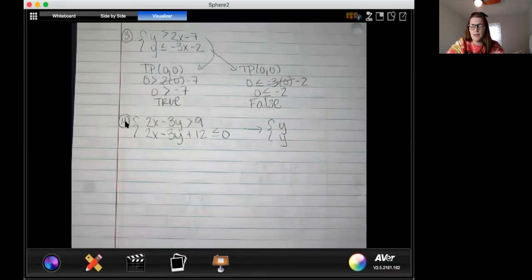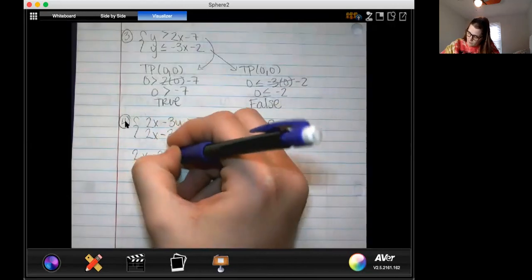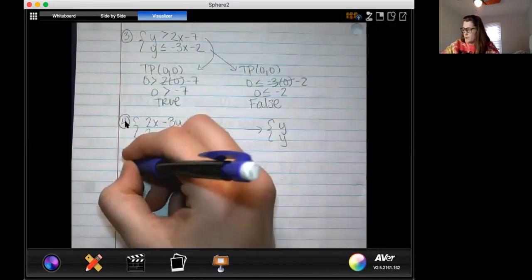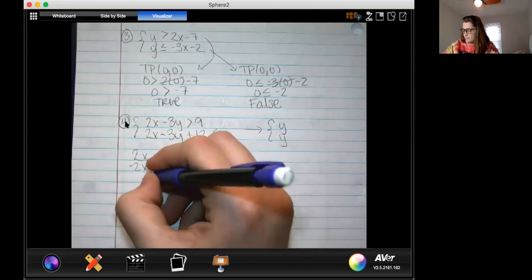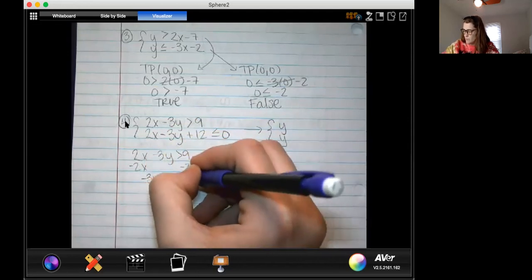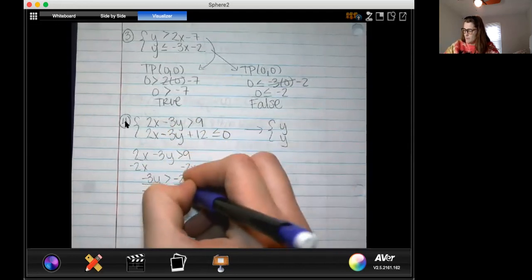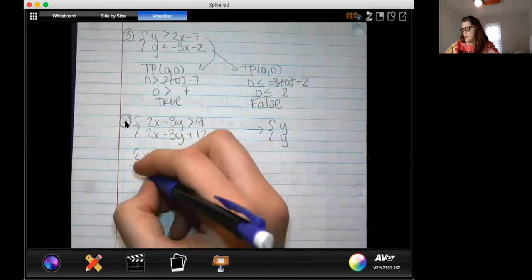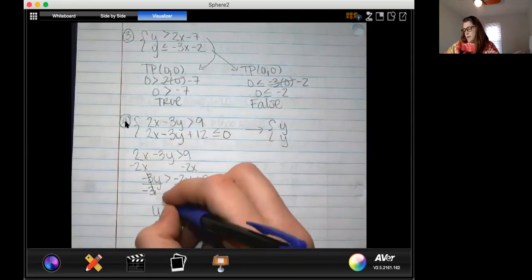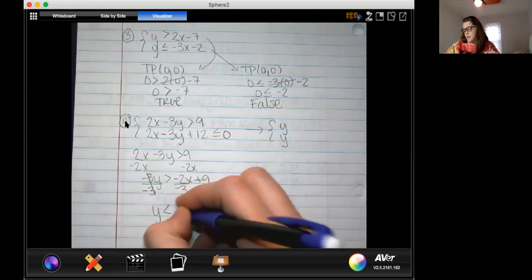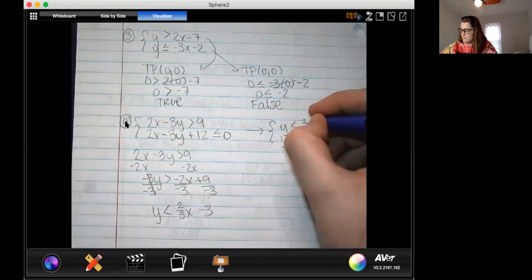Okay, let's see how that looks. So when you rearrange these, I'm going to subtract the 2x to the right. Divide by -3. Because I divided by a negative with an inequality, that means now I have y is less than 2/3 x minus 3 for my first one.